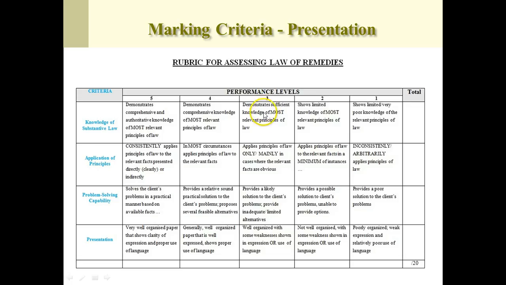So let's talk a little bit about most relevant principles of law. It means that you don't have to know all the relevant principles of law, but you should be able to know most, and the principles must be relevant. Okay, you must be able to apply them. For 5, you consistently apply principles of law to the relevant facts presented directly, clearly, or indirectly. For 4, in most circumstances, you apply principles of law to the relevant facts. For 3, you apply principles of law only or mainly in the cases where the relevant facts are obvious.